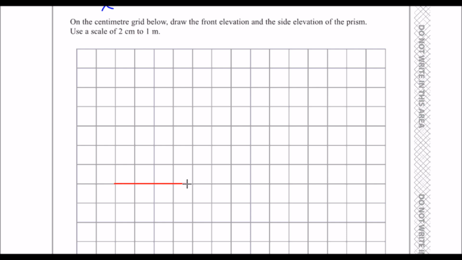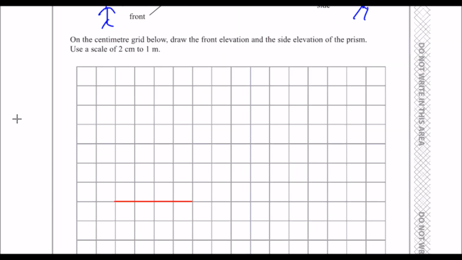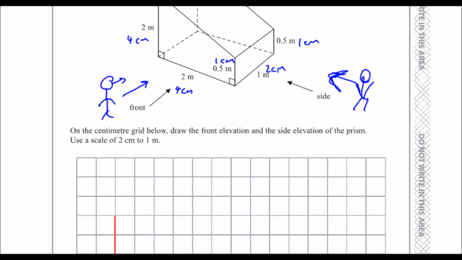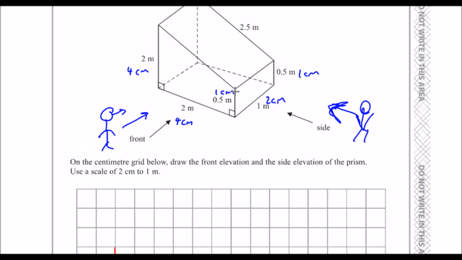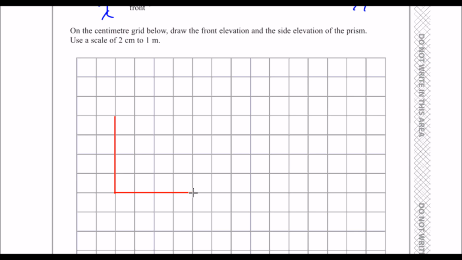So along 4, up 4, along 4, up 4, and then up 1 on the right. So up 1, and then join up the diagonal. So that's what it looks like if you're standing looking at it from the front.